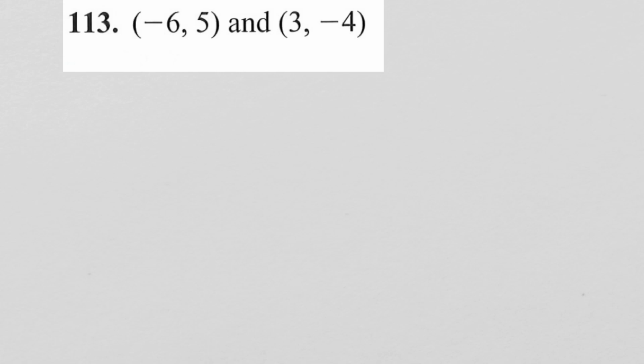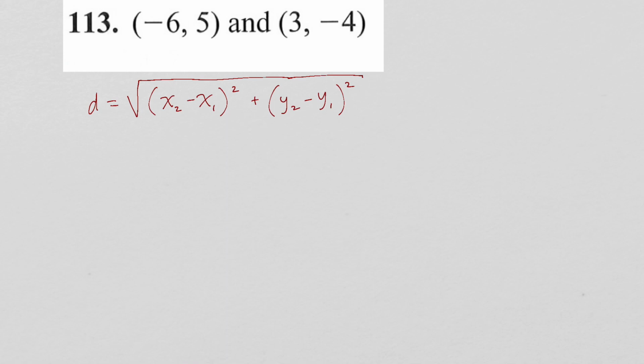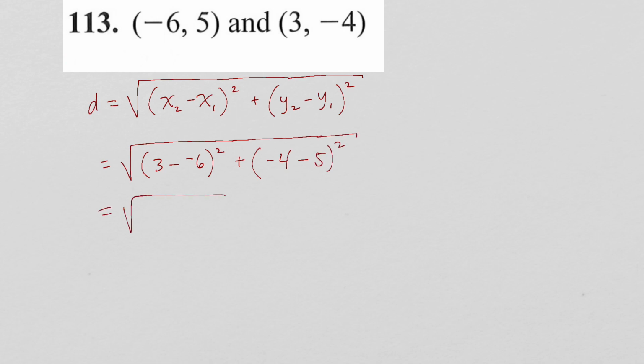Okay, the distance between these 2 points, again, I'm going to use this formula, and so the distance is going to be equal to the square root of x2, which is 3, minus x1, which is a negative 6, squared, plus y2, which is negative 4, minus y1, which is 5, squared. This is going to be the square root of 3 plus 6, which is 9. Negative 4 minus 5 is negative 9.